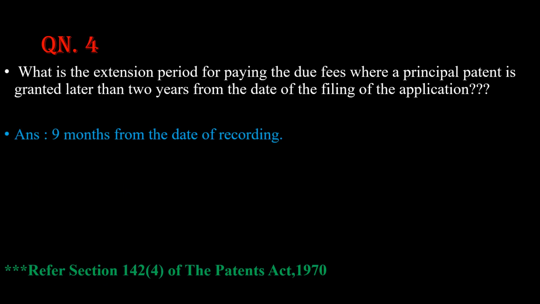Question number 4. What is the extension period for paying the due fees where a principal patent is granted later than 2 years from the date of the filing of the application? Okay, you can just recall the question number 3 that we have just discussed. This question is just an extension of that statement, and the answer here will be 9 months from the date of recording. That means the extension period will be 9 months from the date of recording. Okay, so please refer section 142 subsection 4 again of the Patents Act 1970.